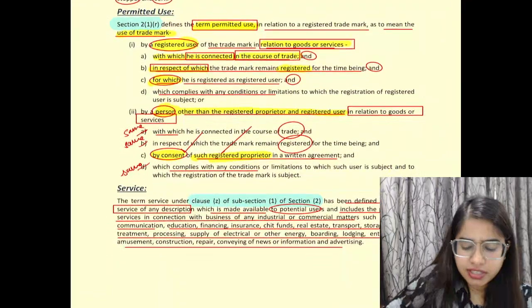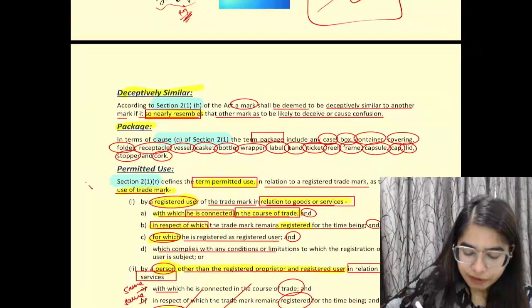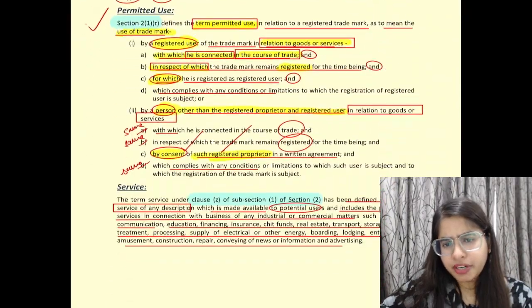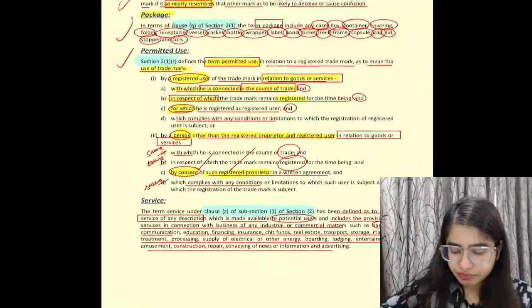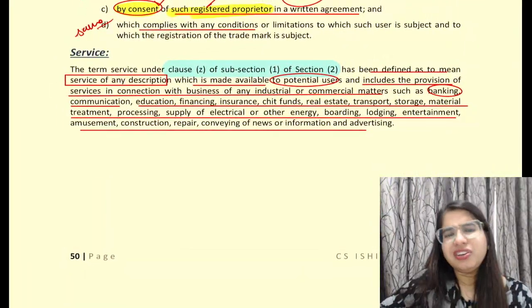I hope this definition is clear to you. What do you mean by permitted use? And what is service? Not very important.